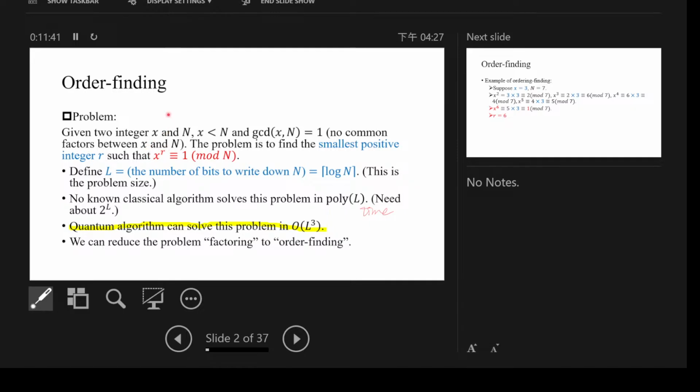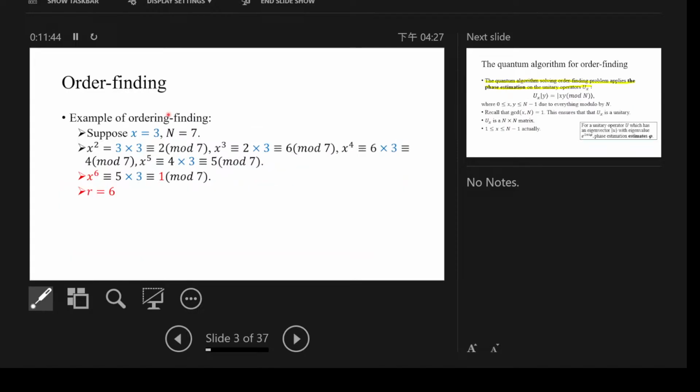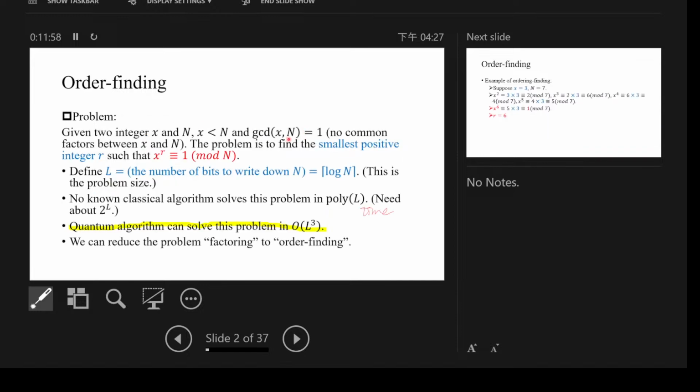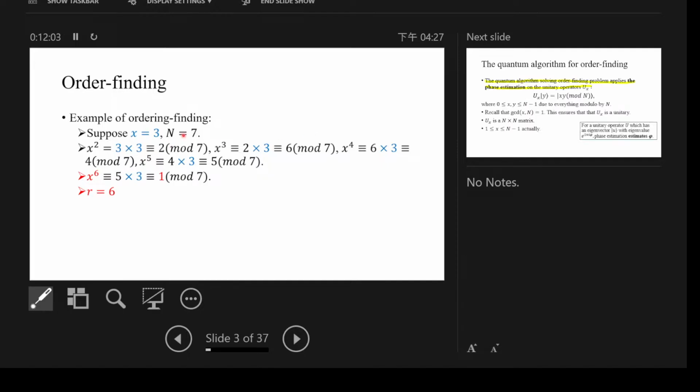Let's actually see an example first. This is quite straightforward. You have x equals 3, n equals 7. n is not necessarily a prime number, but if n is prime, then x and n always have GCD equal to 1. The brute force way to do order finding is to keep multiplying x by itself. What is x squared? 3 times 3 is 9, mod 7 it becomes 2.